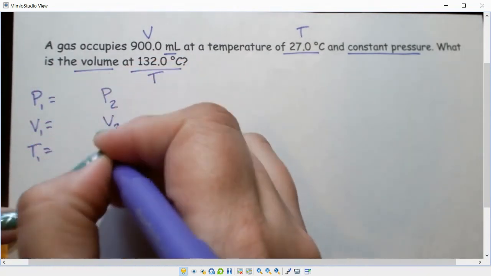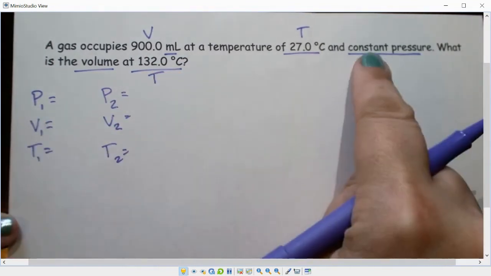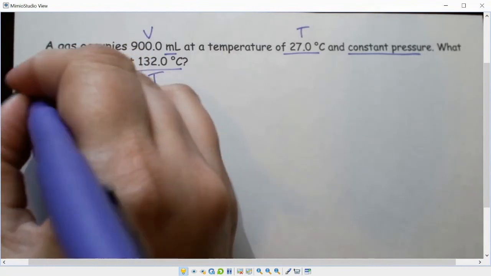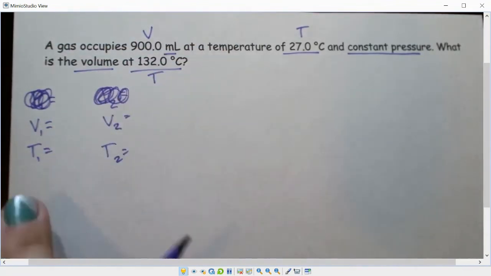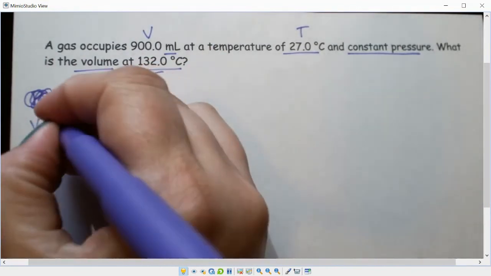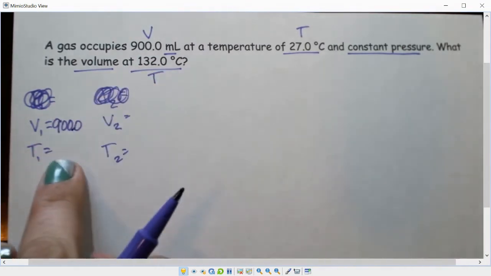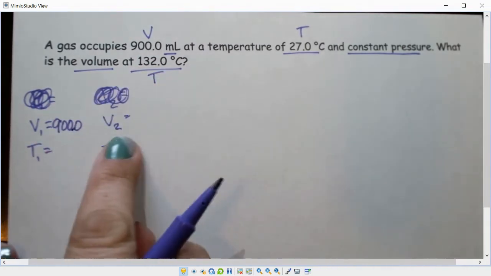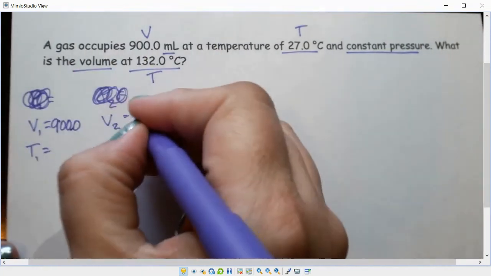P2, V2, T2. This says constant pressure, which means we are going to ignore our pressure variable because we're not changing it. So our initial volume is 900 milliliters. It doesn't matter if that's in milliliters or liters as long as we're consistent across V1 and V2. V2 is actually what we're solving for, so that's our unknown.